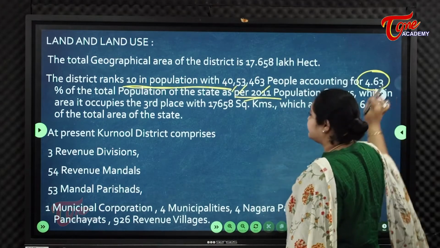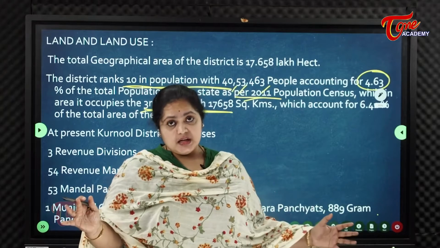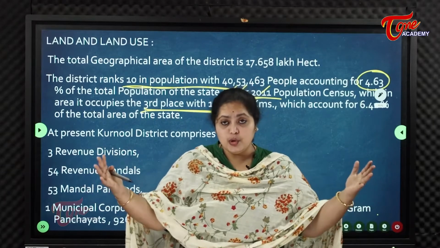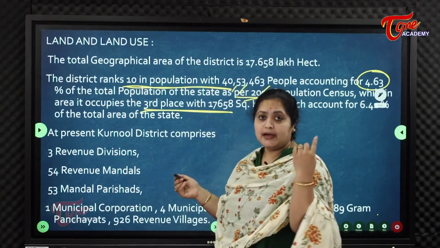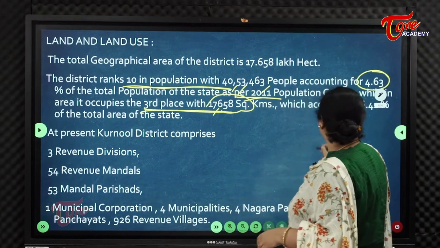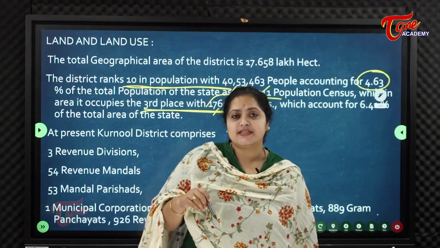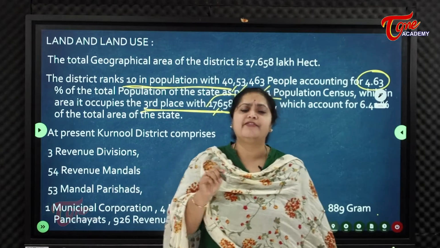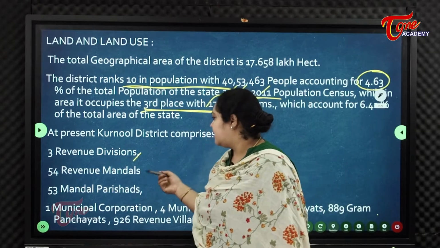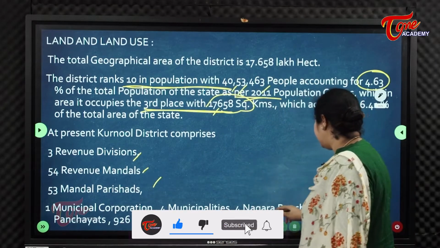While in area it occupies third place. So it is the third largest district in the state of Andhra Pradesh area-wise, after Anantapur and West Godavari, with 17,655 square kilometers, which accounts for nearly 6.41% of the total area of the state. At present, Kurnool has 3 revenue divisions, 54 revenue mandals, 53 mandal parishads, 1 municipal corporation, 4 municipalities, and 4 Nagara Panchayats.